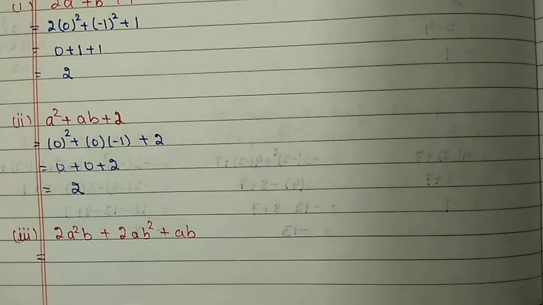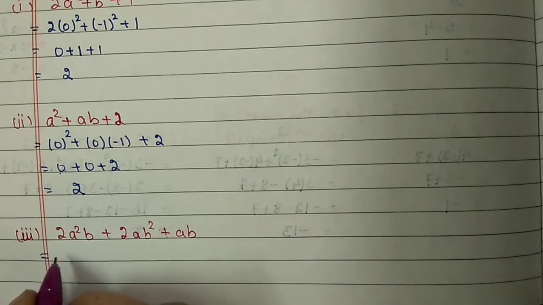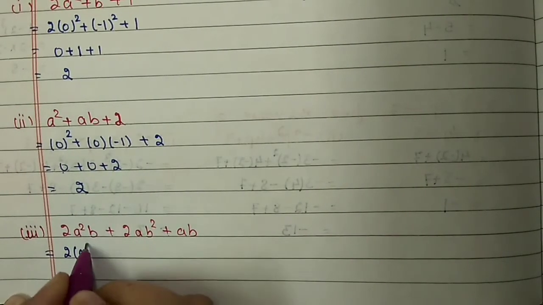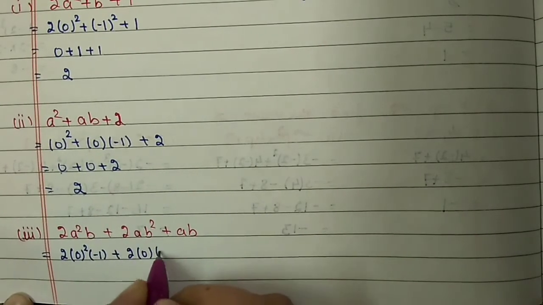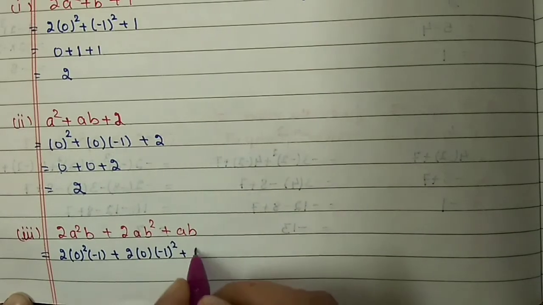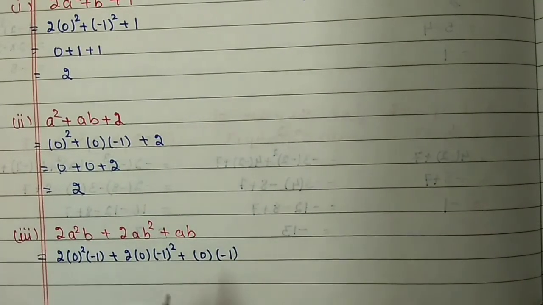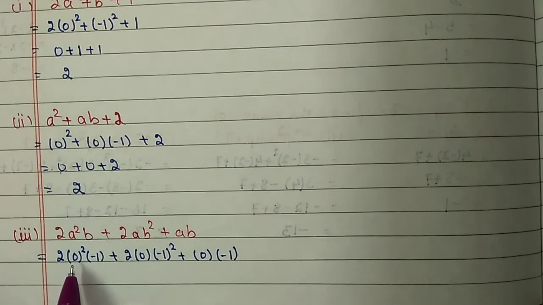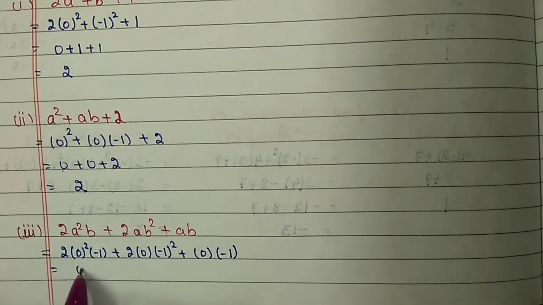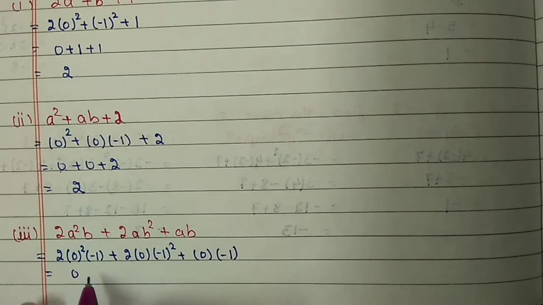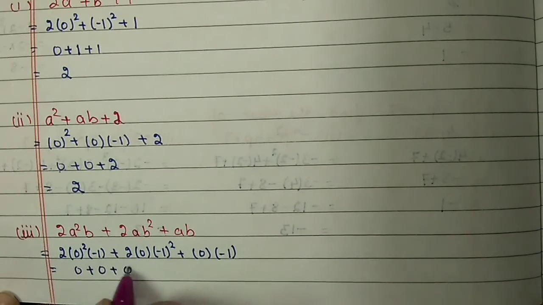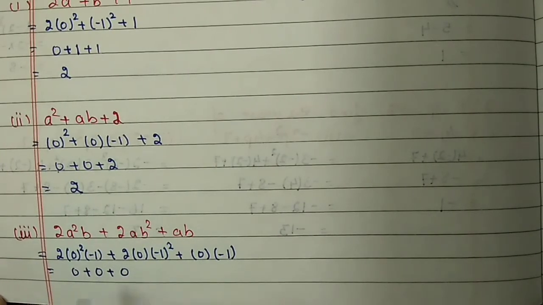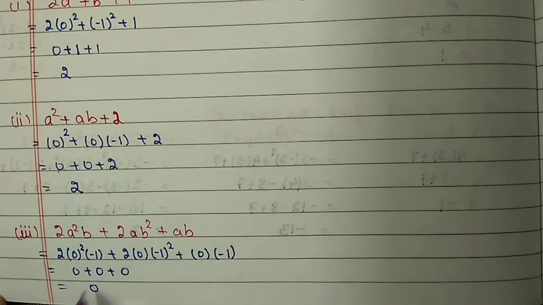Next, third part, 2a square b plus 2ab square plus ab. So first we will substitute the value. 2 into 0 square into minus 1 plus 2 into 0 into minus 1 whole square, and plus 0 into minus 1. You can see here in the first term we are multiplying with 0, so it will become 0. In the second term also 0 is there, so this second term will also become 0. In the third term also 0 is there, so this will also become 0. And finally 0 plus 0 plus 0 is equal to 0.